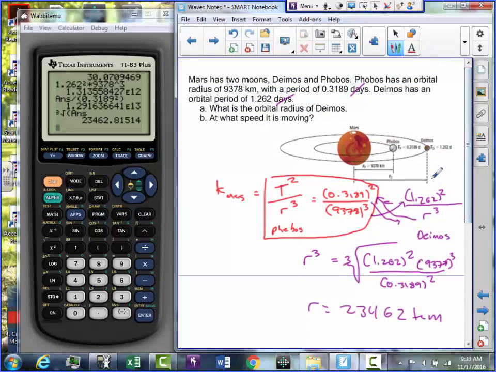All right, 2 last examples, and we're done. Now I want to know what speed it's moving.